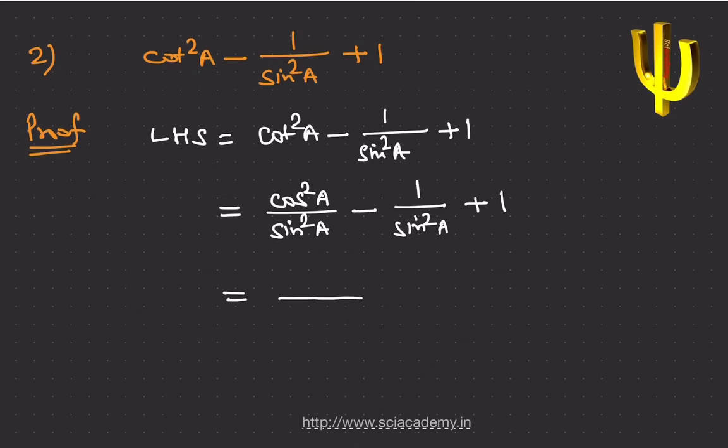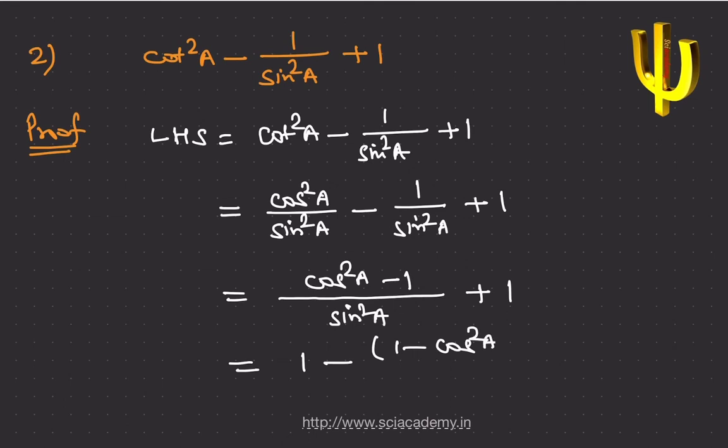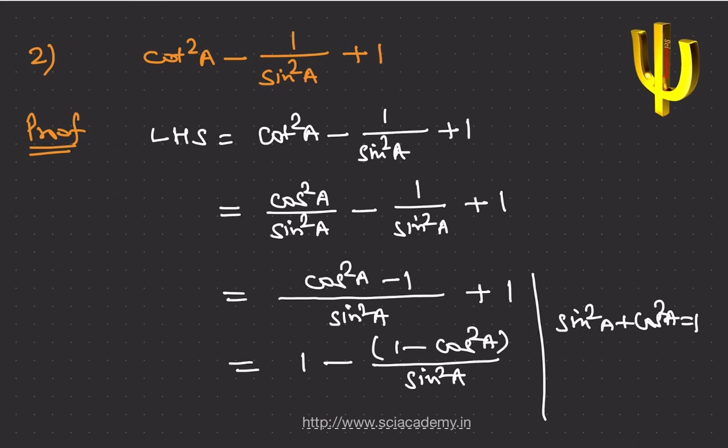After taking LCM of these two terms, we get sin square A here, and it becomes cos square A minus 1 plus 1 here. Now take the minus common out. So we get 1 minus cos square A divided by sin square A. We will apply the identity sin square A plus cos square A is equal to 1. So we get this equal to 1 minus sin square A divided by sin square A, that is equal to 1 minus 1 gives equal to 0.